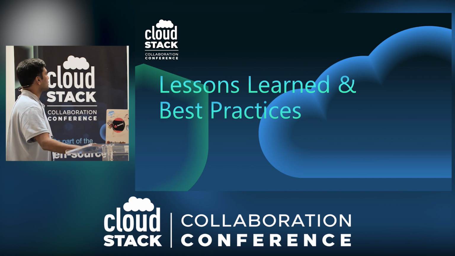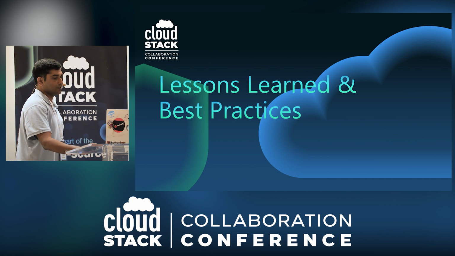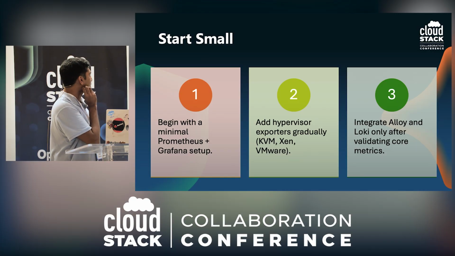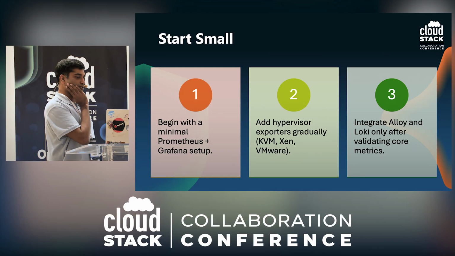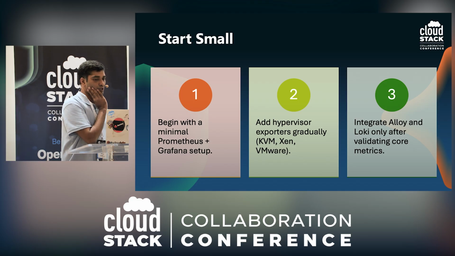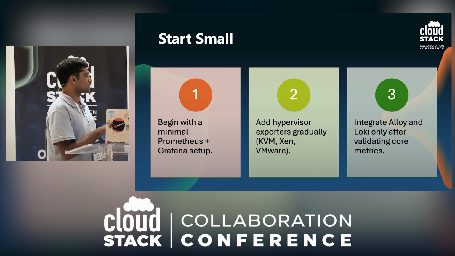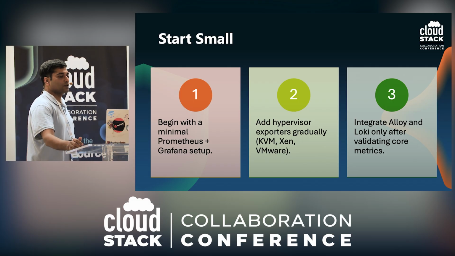Coming to the lessons learned, it took me a lot of trial and error to get this setup ready. So I would suggest start small. Don't integrate completely. Start with a simple Prometheus and get the metrics into Prometheus. Send it to Grafana. Then, as you grow, add the hypervisors and virtual machines, be it node exporters or whatever. And if you want more integration, you can go for Alloy.